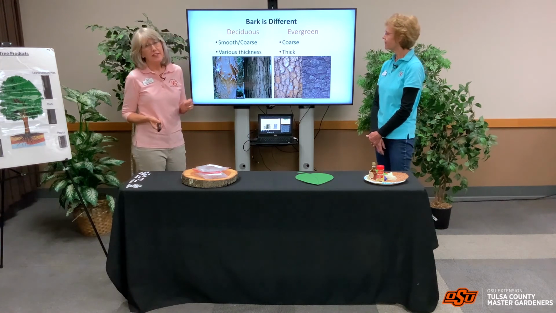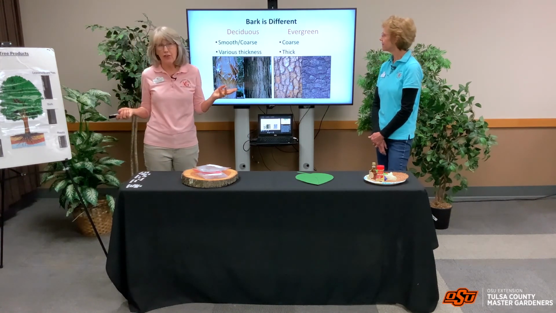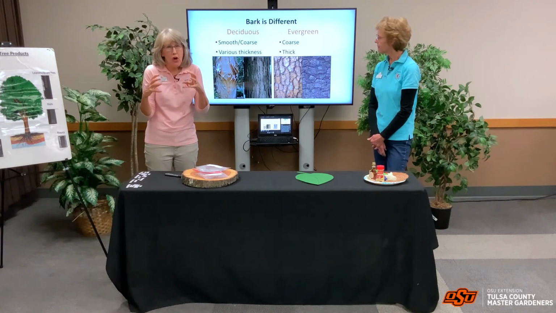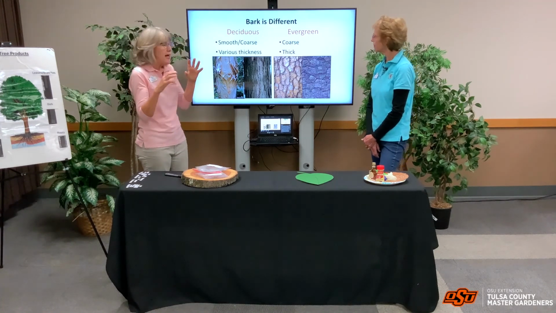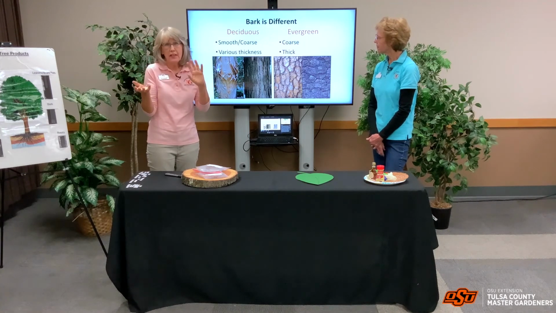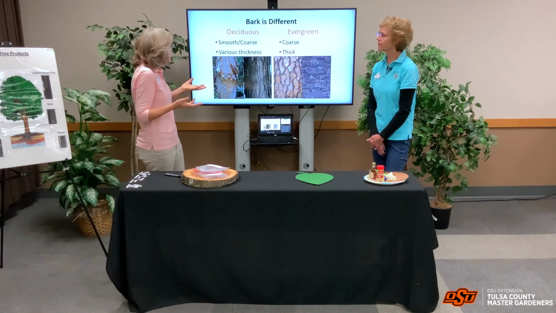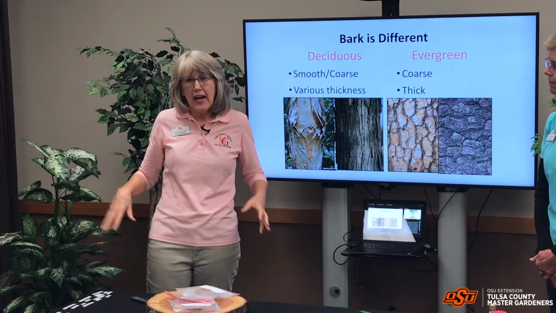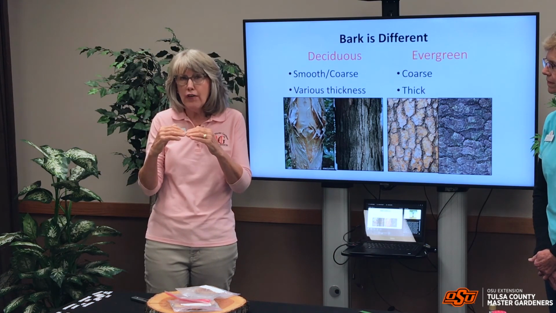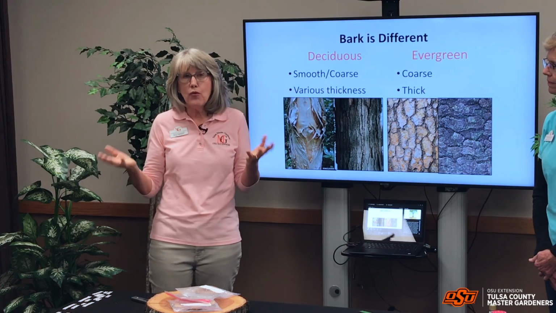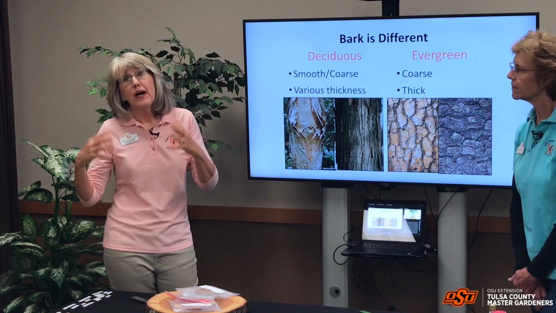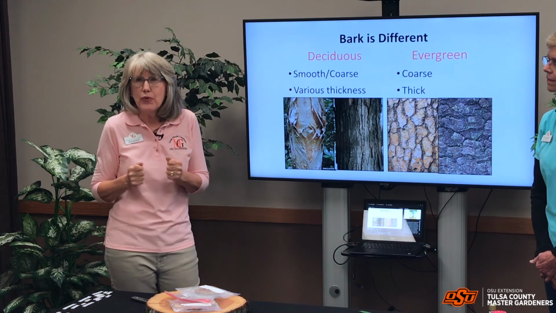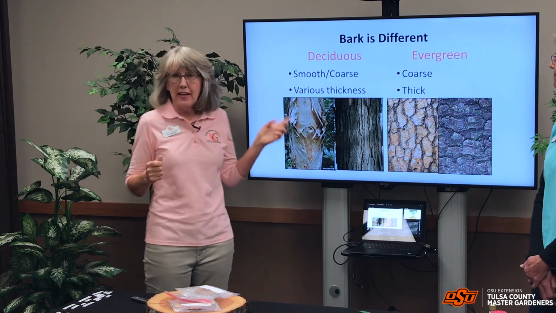The bark is different on a deciduous and an evergreen tree. A deciduous tree's wood is hard. So it's a hardwood, and so it has a smooth or coarse bark. It can be either or. The bark can be various thicknesses. In the wintertime, a deciduous tree's vascular system shuts down or closes off, and it goes dormant, and that way it doesn't have to worry so much about being injured in the winter months. It doesn't have to have that protection as much as an evergreen tree.